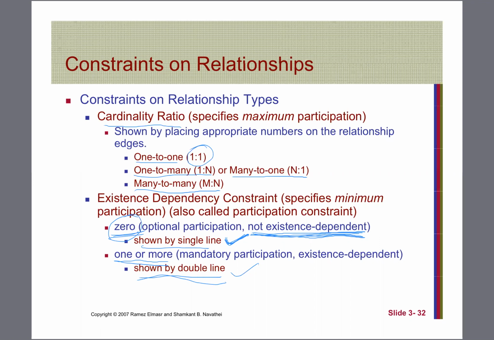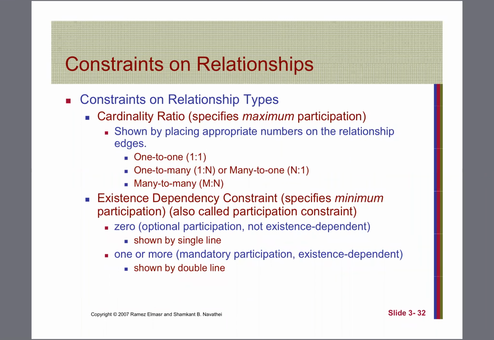That means mandatory participation. It has to. I mean, every department has to be managed by somebody. So it is a compulsory fact that every department has to have participation from an employee as a manager. Not all employees, but at least one manager has to be there. So one or more. So it is double line. So existence dependent. Okay. So it is compulsory, mandatory participation. That is known as existence dependent or mandatory participation. So this is what is the single line or double line.